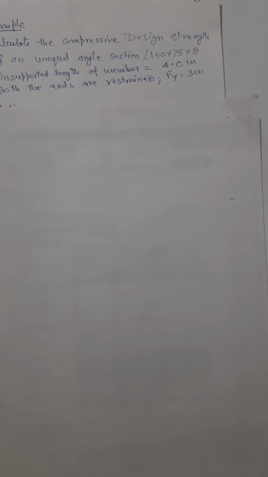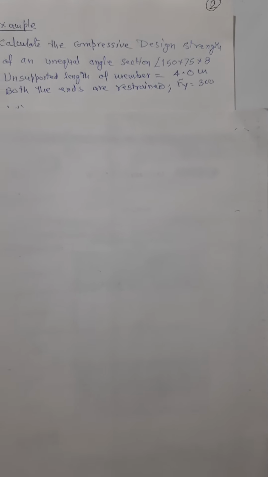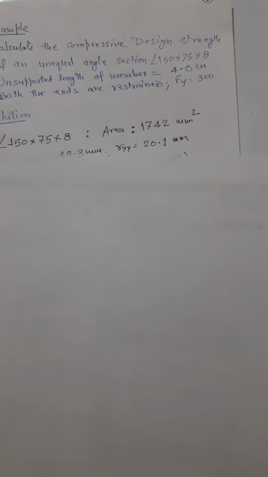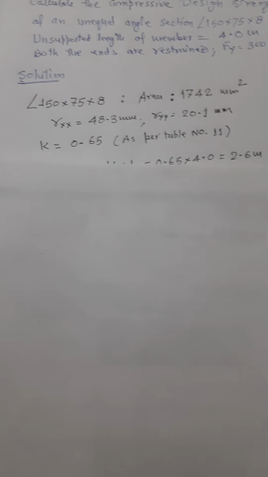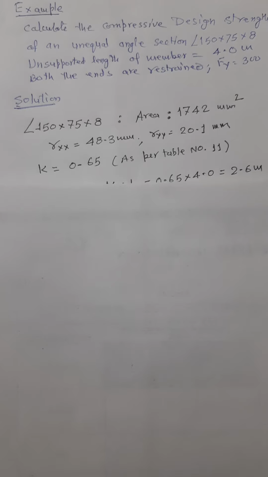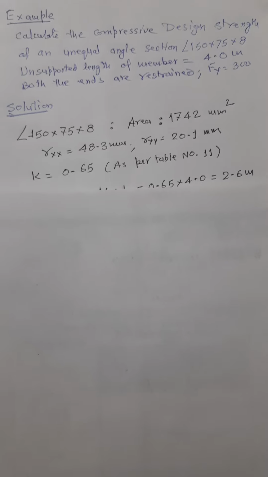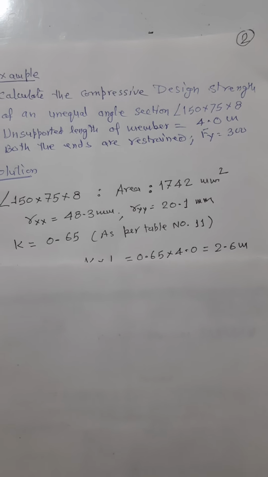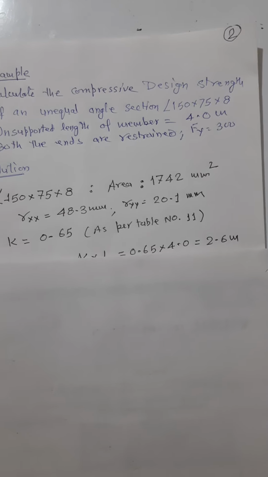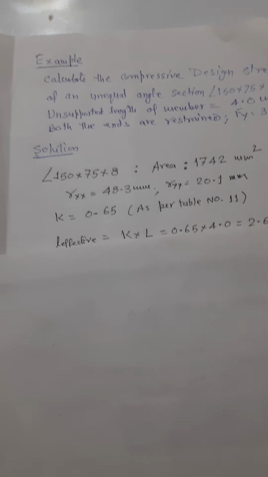If we can find out the value of effective length LE, and from the steel table we can find out three values: area of the cross section, RXX, RYY. Just see now. This is the angle section with area given as 1742 mm square, RXX is 48.8 mm and RYY is 20.1 mm. Value of K is 0.65 as per the table number 11. Now from this we can very easily calculate the LE, that is effective length.